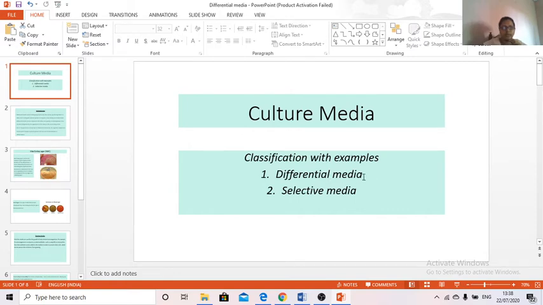Some of you might know exactly what it is. For some of you it might be a new thing. So differential media means the media that differentiates bacteria into two groups. Basically, using these media, you can also identify the organism to some extent. Differential media is used to differentiate bacteria into two groups based on some character. It can be the hemolysis pattern, it can be a sugar fermenting ability.